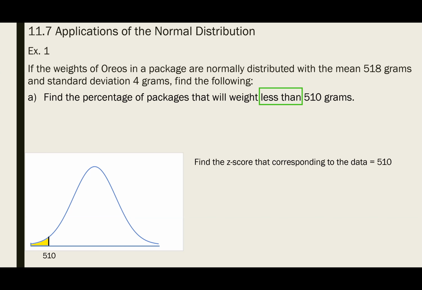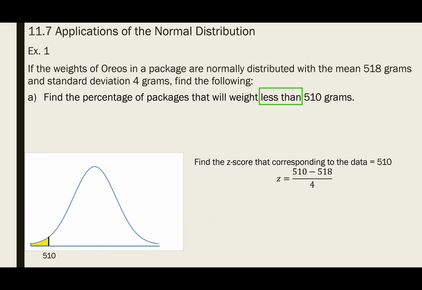Tran, the previous table, there's no 510. And yes, the previous table does not give you the gram. The previous table gives you the z-score. So in order for you to utilize your table, you need to convert the 510 to become a z-score.